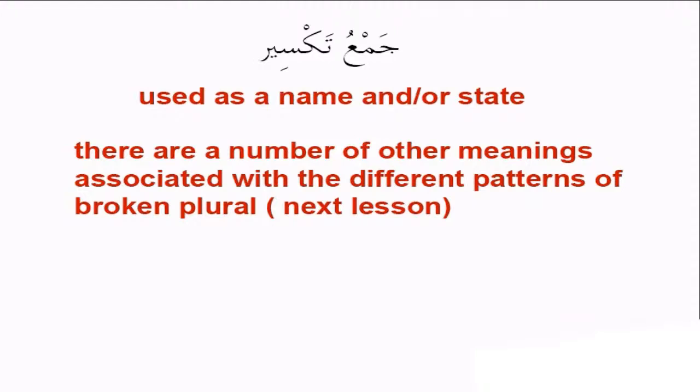So different patterns of the jamu taksir have different subtleties associated with them. Like for example the word kuffar and the word kafara. They're both jam'ul taksir. But what's the difference between them? Why does Allah subhanahu wa ta'ala use kafara in one section and use kuffar in another section, when they both mean disbelievers and they're both broken plurals and they're both on the pattern of jam'ul kathra? So there are actually some subtleties that we'll go through, inshallah.